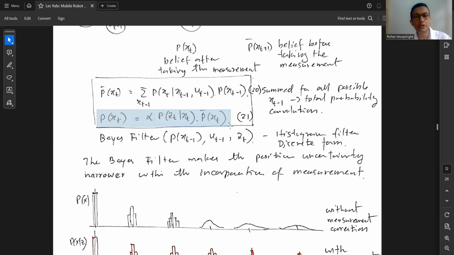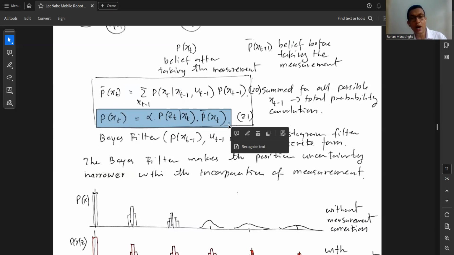Okay, once you have P bar xt, you can see it over here. P bar xt. Right now, using the vehicle model and previous position, what are your likely possibilities? So P bar xt, you know now. Now you get the measurement from LiDAR. And for each and every possible scenario, you have to calculate the likelihood of your position based on your LiDAR.